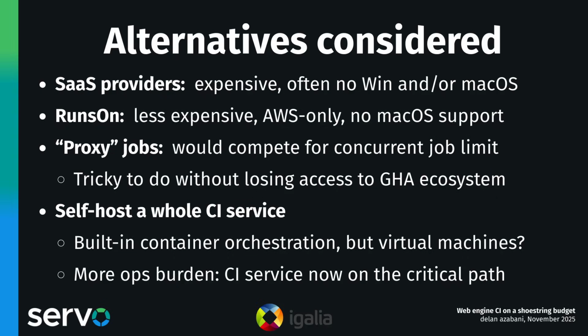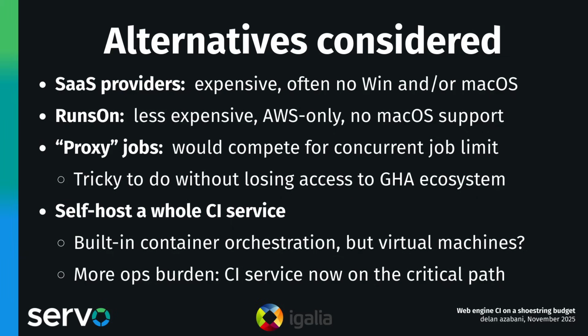We considered offloading some of the work that these free GitHub-hosted runners do onto our own servers with, let's call them, proxy jobs. The idea would be that you'd still use free GitHub-hosted runners, but you'd do the work remotely on another server. The trouble with this is that then you're still using these free GitHub-hosted runners, which take up your quota of your maximum concurrent free runners.